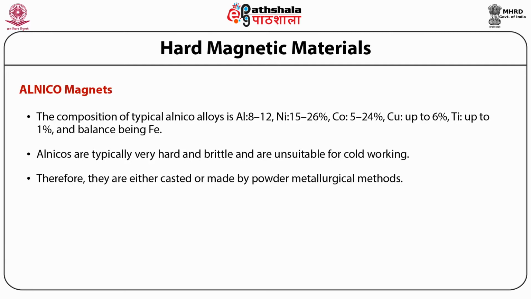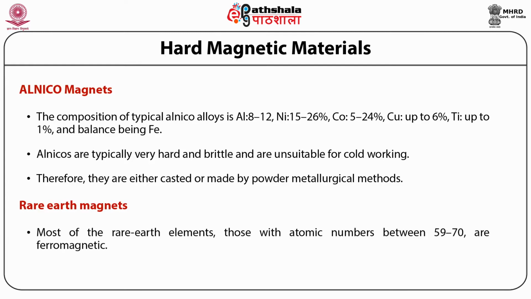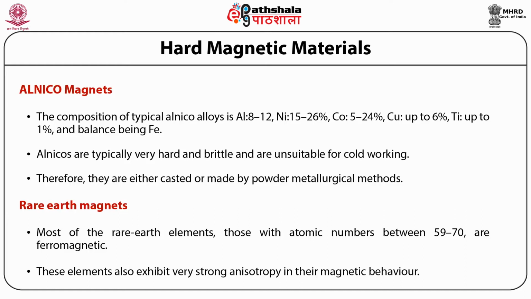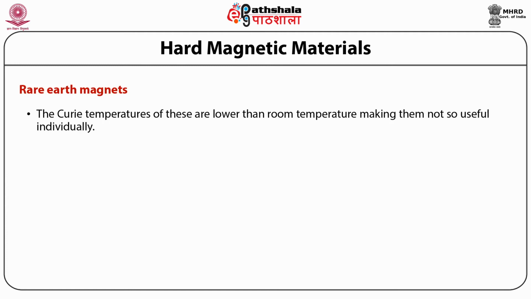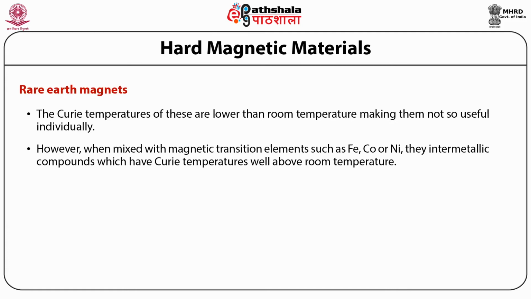The next type of hard magnetic material is the rare earth magnets. Most of the rare earth elements, those with atomic numbers between 59 and 70, are ferromagnetic. These elements also exhibit very strong anisotropy in their magnetic behavior. Their Curie temperatures are lower than room temperature, making them not so useful individually. However, when they are mixed with magnetic transition elements such as iron, cobalt, or nickel, they form intermetallic compounds which have Curie temperatures well above room temperature.